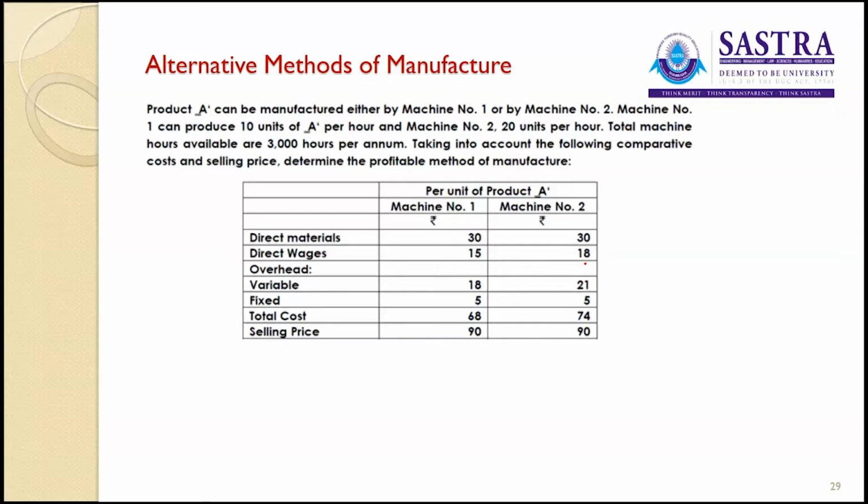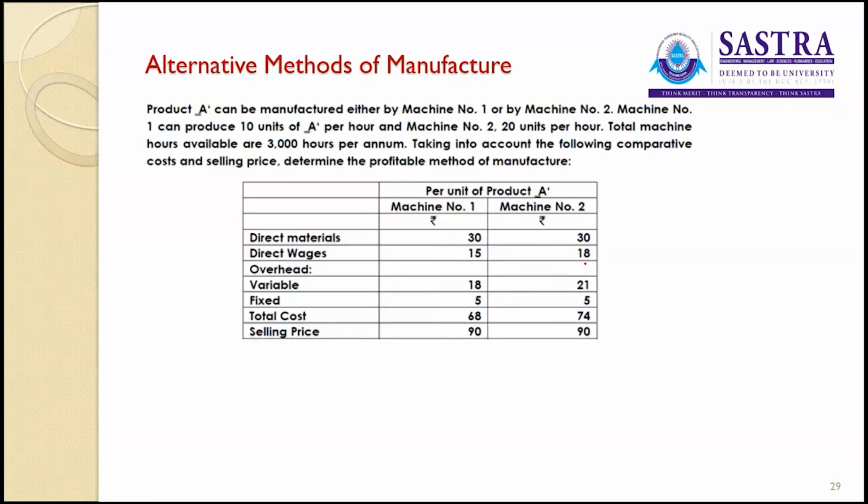Now per unit of product A, we have machine 1 and machine 2. Direct materials: 30 rupees for machine 1, 30 rupees for machine 2. Direct wages: 15 rupees for machine 1, 18 rupees for machine 2. Variable overheads: 18 rupees for machine 1, 21 rupees for machine 2. Fixed overheads: 5 rupees for both. Total cost is 68 rupees for machine 1 and 74 rupees for machine 2. Selling price is 90 rupees for both.